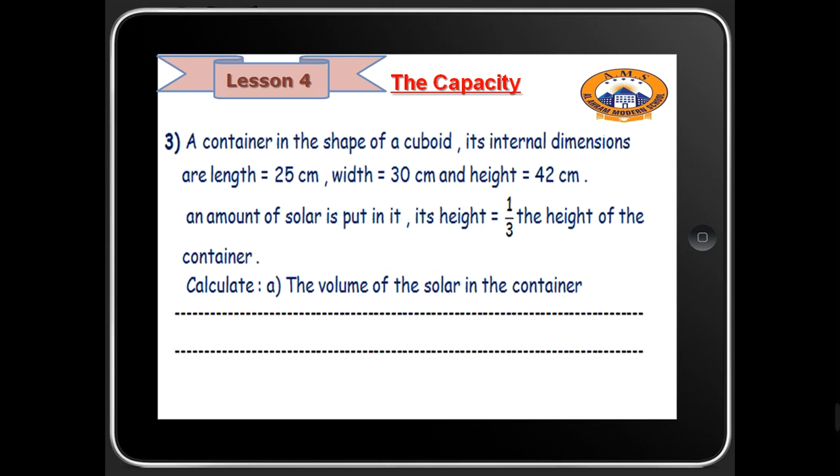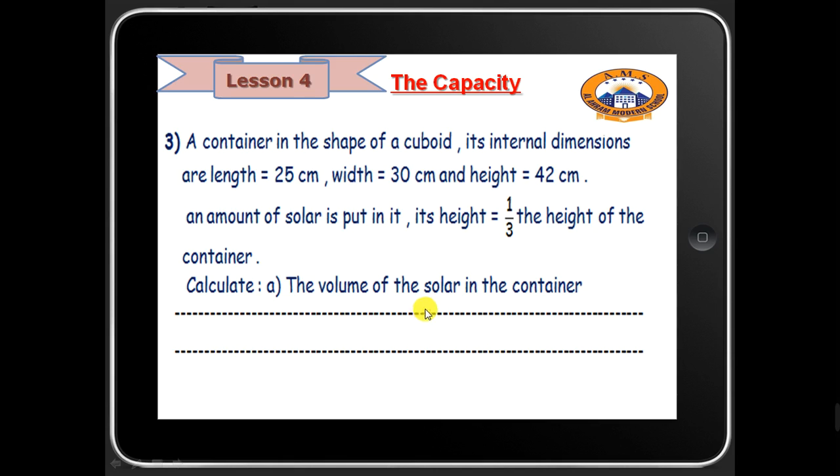Okay, let us have another exercise. This is the last exercise that we're going to have in this video. A container in the shape of a cuboid. Its internal dimensions are 25, 30, and 42 centimeters. An amount of solar is put in it, but the height of the solar equals a third of the height of the container. Calculate the volume of the solar.